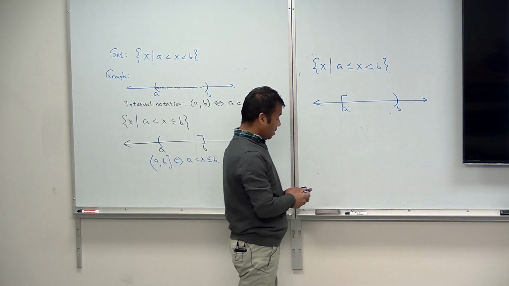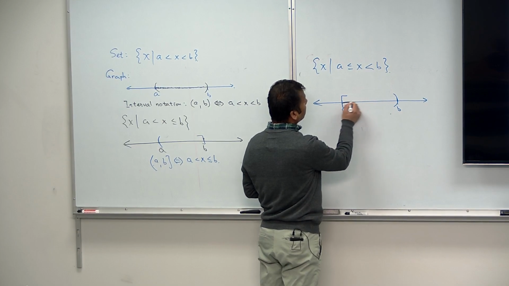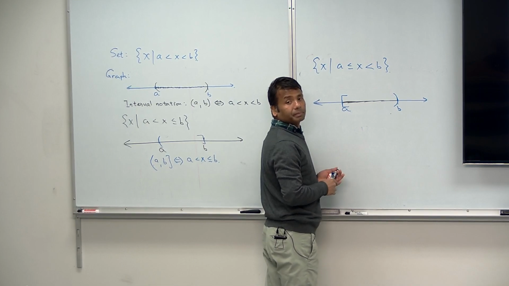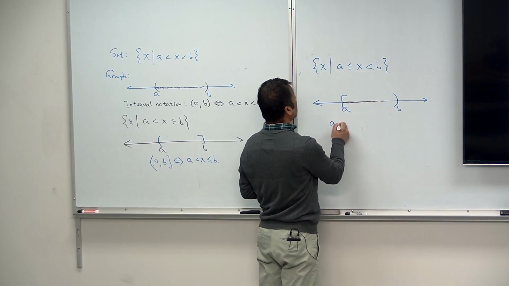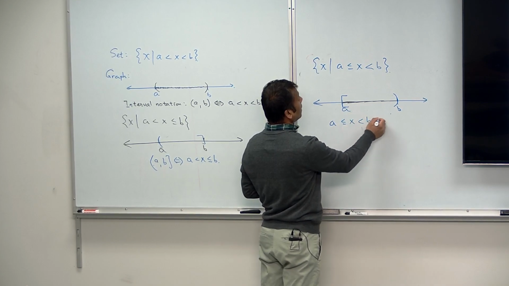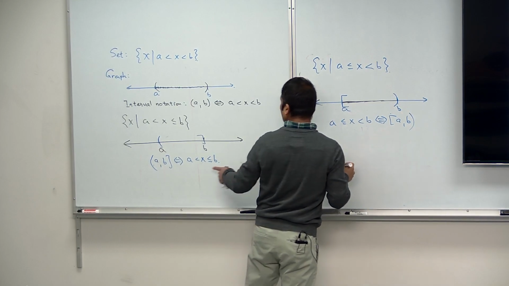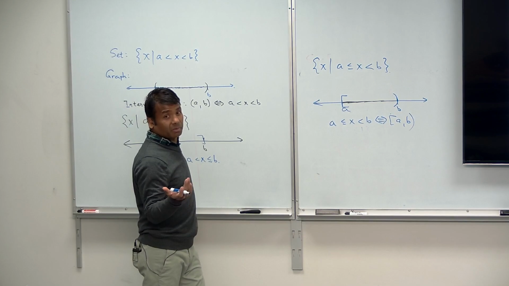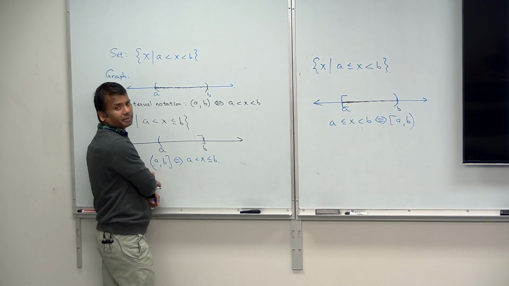And then all these values of x here, see that? These values of x, right? So now a is less than or equal to x is less than b. This is equivalent to this. So these two intervals are called semi-open, or you can say semi-closed, right? One side closed, one side open, right?